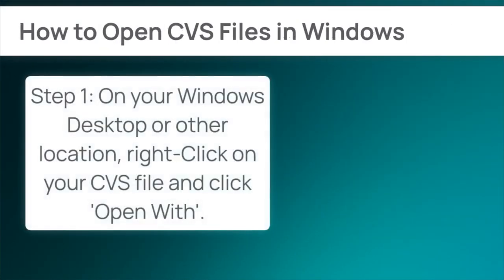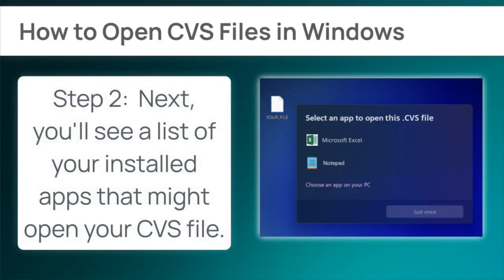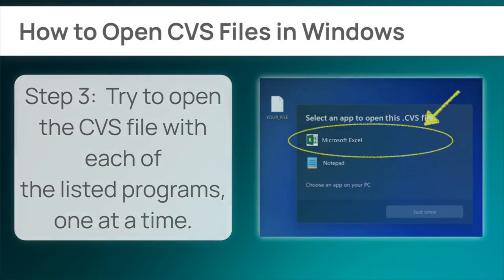To resolve the application failure, right-click your CVS file and choose Open With. Check for Microsoft Excel and test it first. If it's missing, select another program from the list. We need a successful file association.